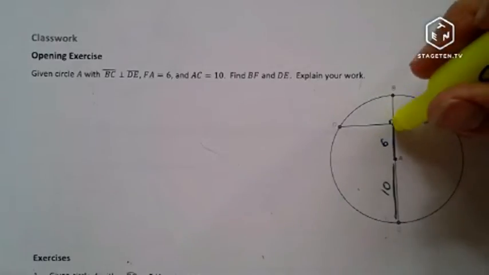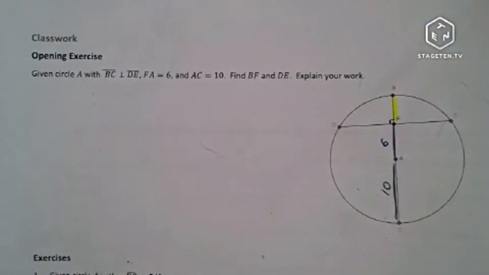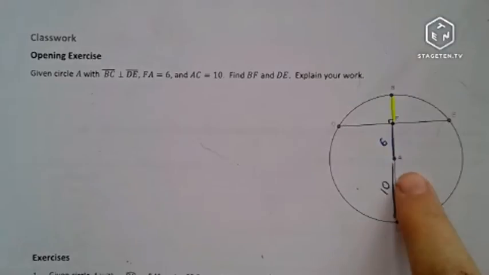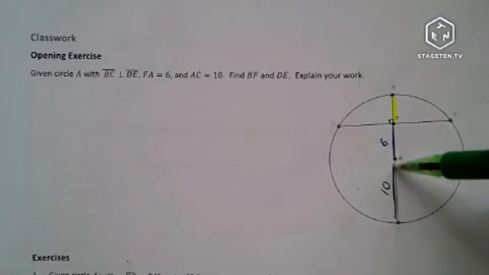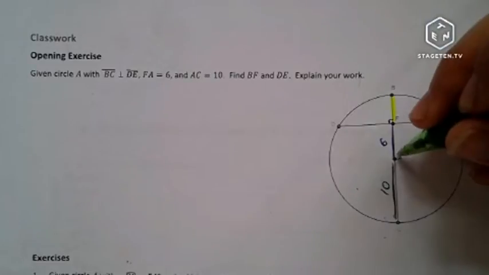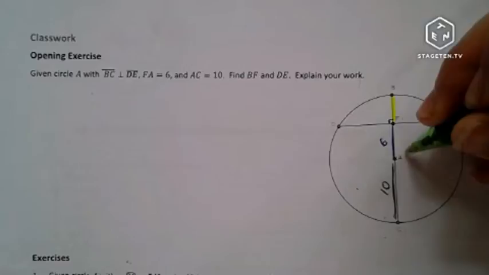we know that the length from A to B is 10. So we can go ahead and write that down: AB is equal to 10. So therefore BF is 10 minus 6, which is 4. Pretty simple there. And for your explanation, you write what I was saying about the radius and all that.